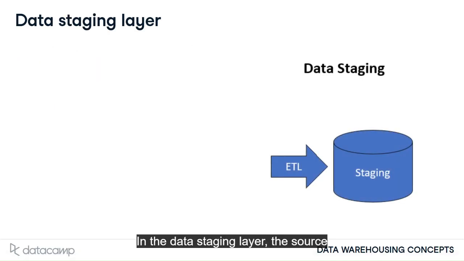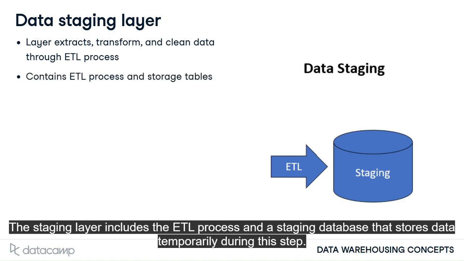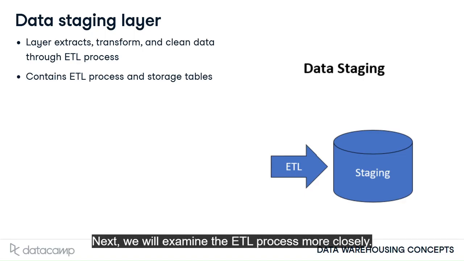In the data staging layer, the source system's data is extracted, transformed, and cleaned before being loaded into the next layer. The staging layer includes the ETL process and a staging database that stores data temporarily during this step. Next, we will examine the ETL process more closely.